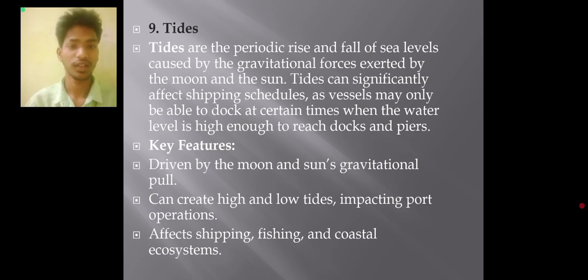Key features: driven by the moon and sun's gravitational pull. That means the tides are formed by the moon and sun's gravitational pull. Can create high and low tides impacting port operations. Affects shipping, fishing and coastal ecosystems. That means these tides will affect shipping, fishing and coastal ecosystems.